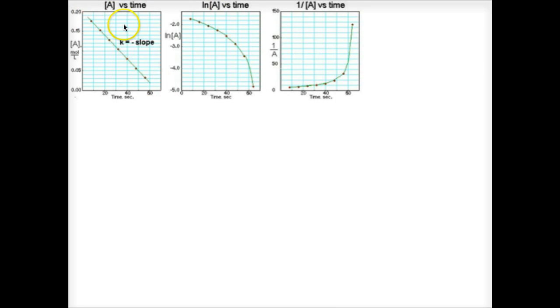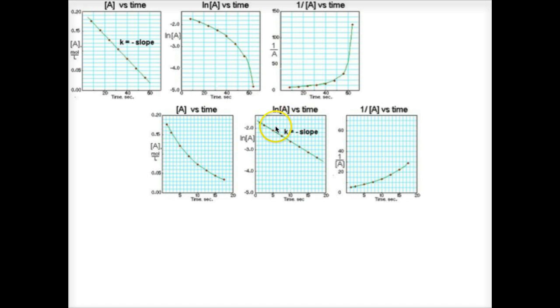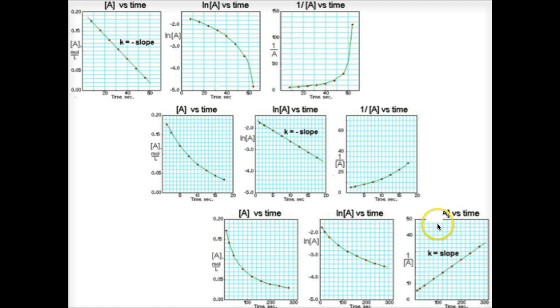Do we have a straight line to begin with of concentration versus time? Or does the application of a natural log make a straight line? Or does 1 over the concentration create a straight line? So by mathematical treatment, what we're saying is if you graph your initial data, what does the initial data look like? Do I have a perfectly straight line, or do I have some kind of a curved line?